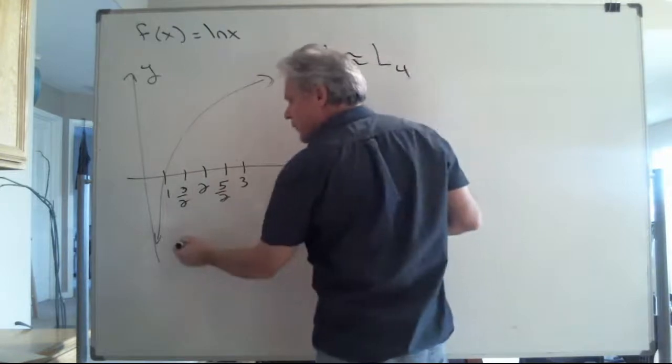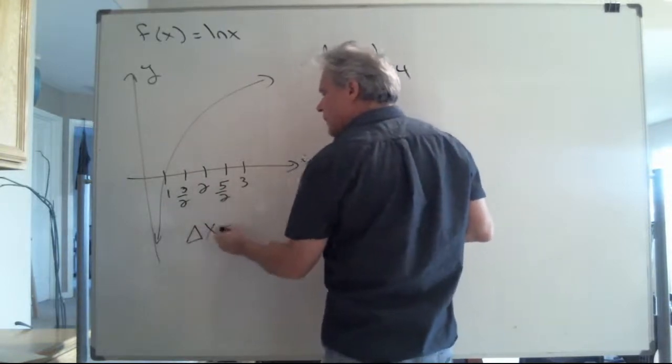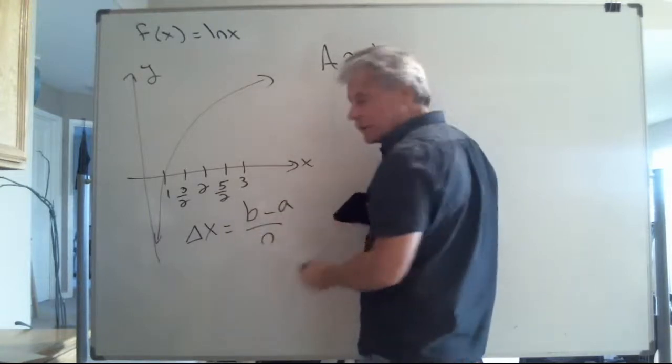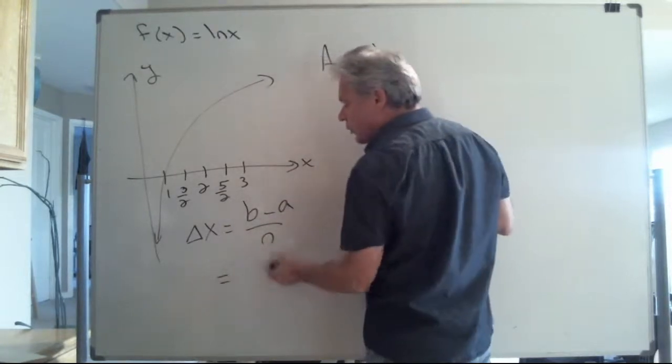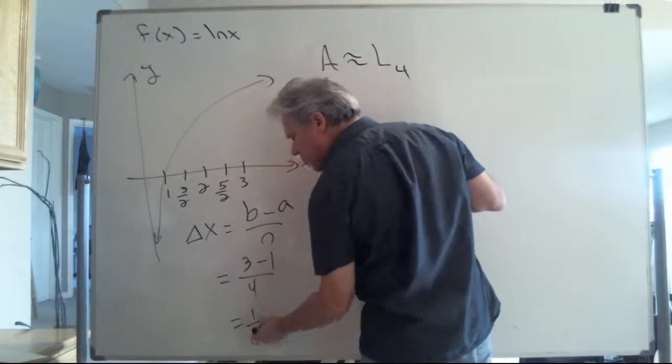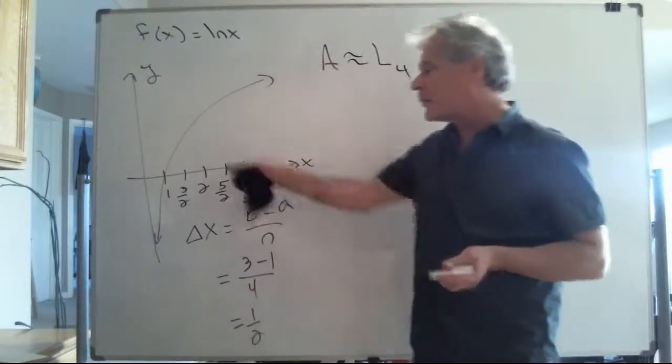Notice the width of each of these subintervals, which I often refer to as delta x, is nothing more than the length of the full interval divided by how many subintervals I have. In this example, a and b are 1 and 3, and I have 4 subintervals, so of course the length of each of those subintervals will be 1/2. Clearly you can see that in the way I created the ticks.